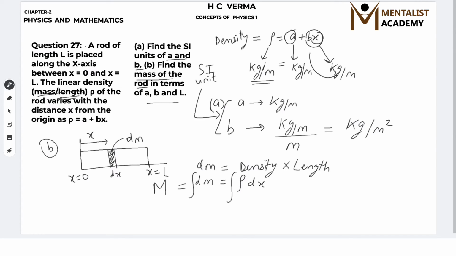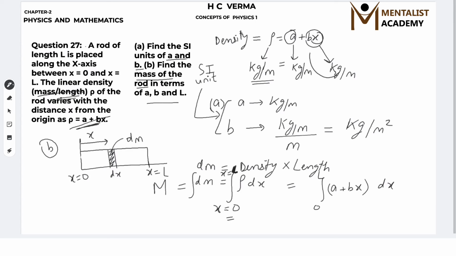So what would be the limits of this integration? We would integrate from the initial point, that is x equal to 0, to the final point, that is x equal to L, because L is the length of the rod. So let us put the value of rho from here. Rho is equal to A plus bx, into dx, from 0 to L.